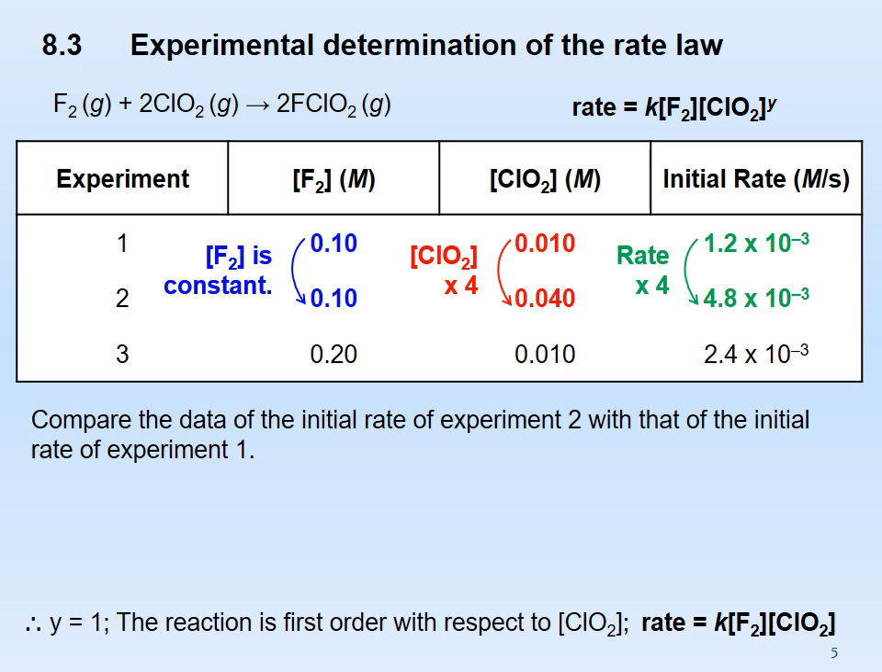Using this second method, we also arrive at the same rate law. That is, rate equals k times fluorine concentration times chlorine dioxide concentration.